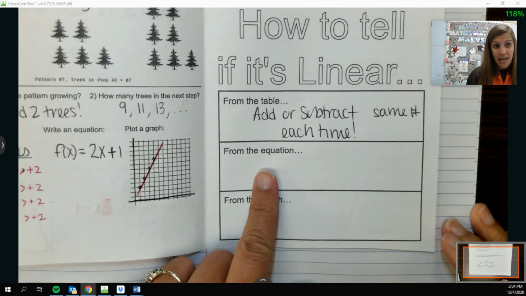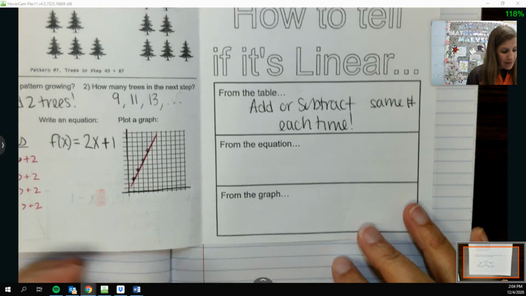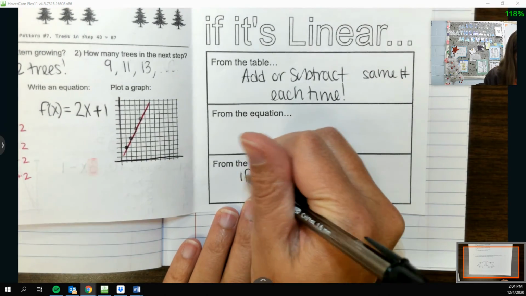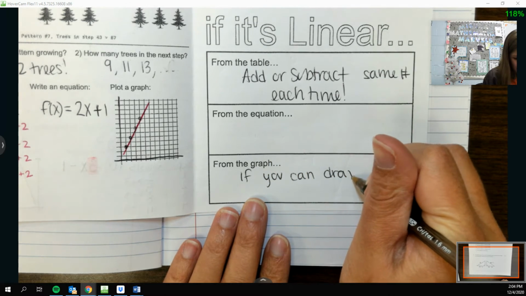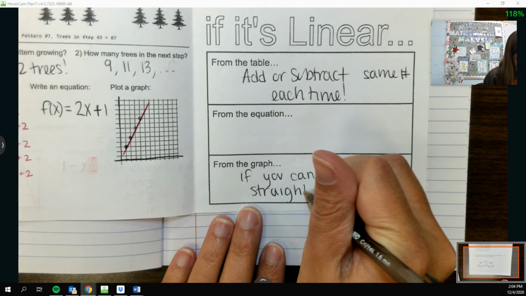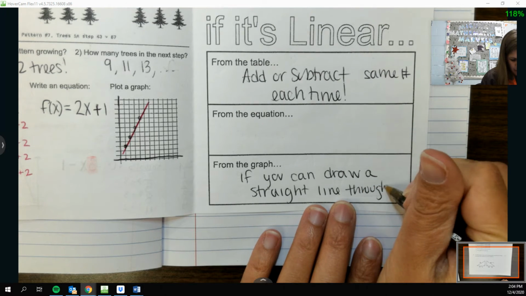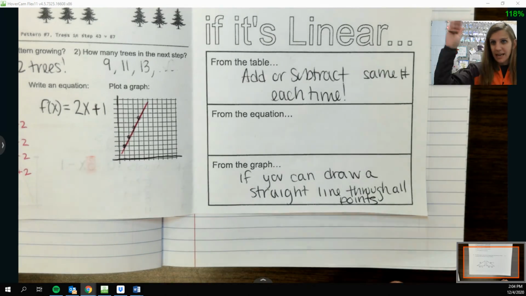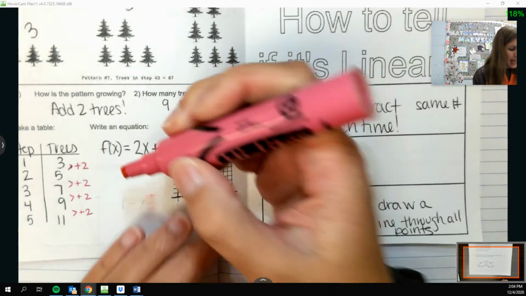From the equation, I can tell that it's linear. Now this one's actually trickier. I'll come back to that one. The graph's easy if you can draw a straight line through it. So if you can draw a straight line through all points, then it's linear.